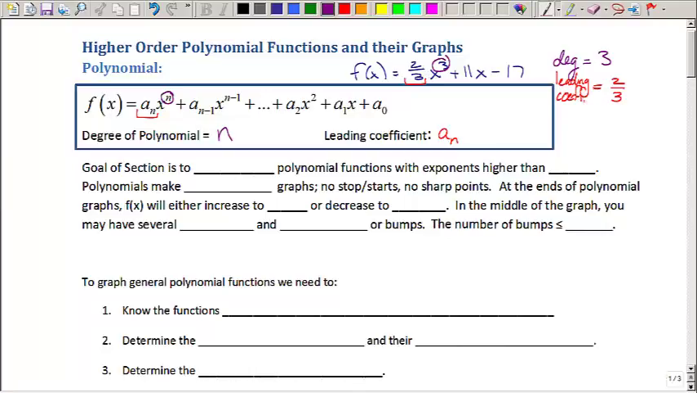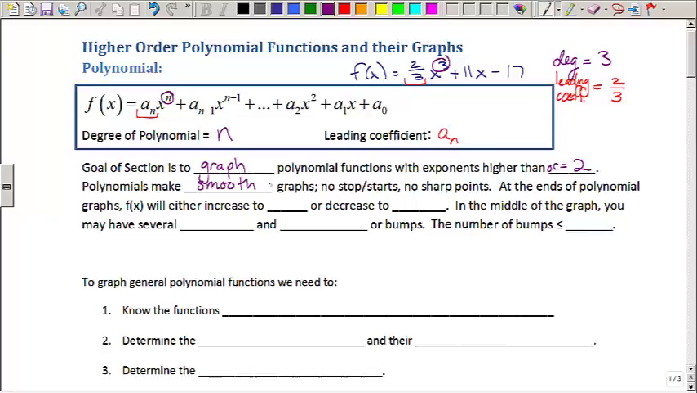Our goal of this section today is to graph polynomial functions with exponents higher than or equal to 2. If we have a degree of 2, we know that's a quadratic function, and we already graphed quadratic functions. We're now trying to mostly focus on ones that are higher than 2, but this still works with an exponent of 2. I want you to know that polynomials always make smooth graphs. No stops or starts, no sharp points.